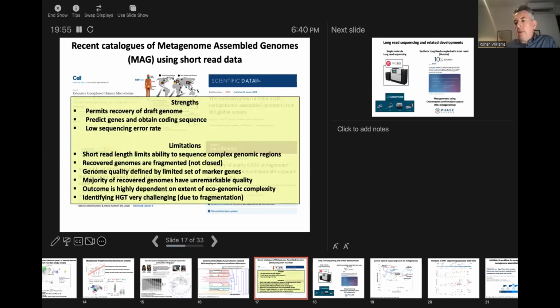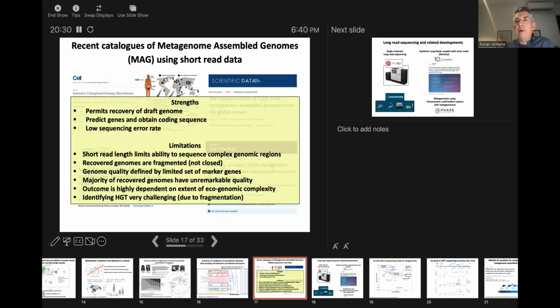So if I can just summarize what I've said so far, using short read data, this approach of obtaining metagenome assembled genomes, or MAGs, lets you recover a kind of working model of a genome. Illumina sequencing has a very low error rate, so that's good. But there are really a lot of limitations, and the big one is that the recovered genomes are still quite fractionated, and so that has a lot of implications for the analysis of genome quality.